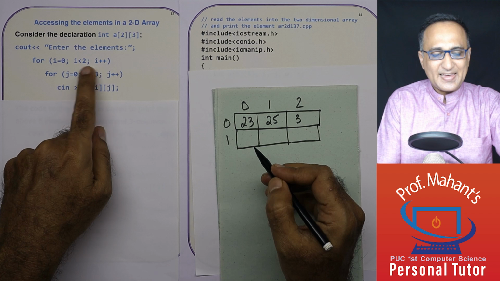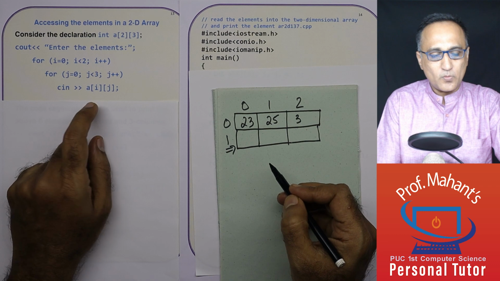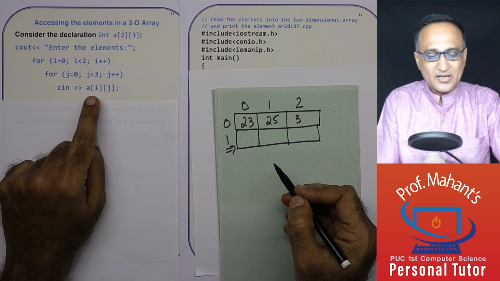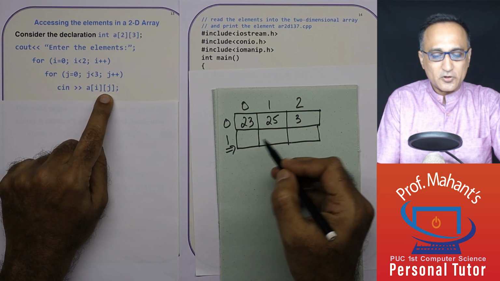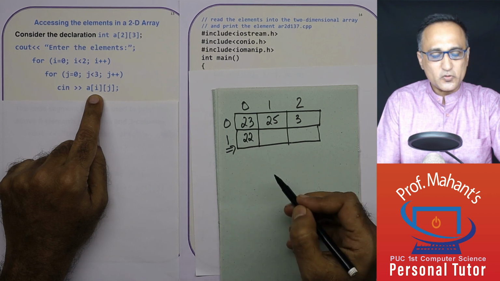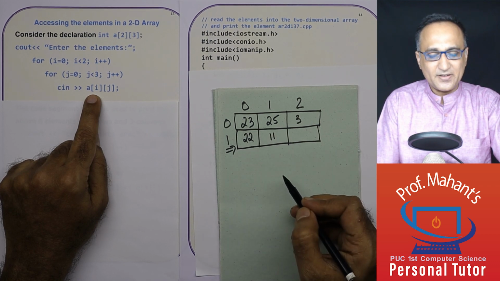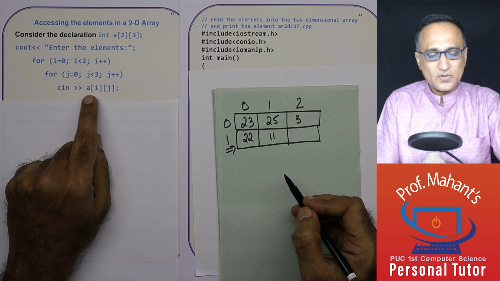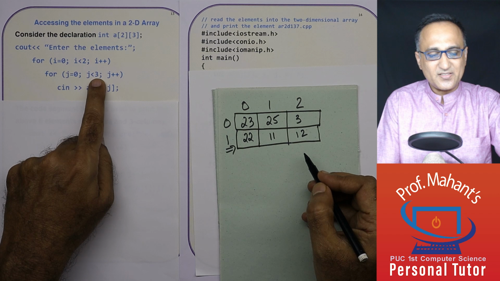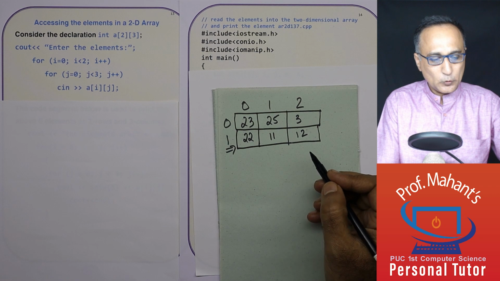I go back here. i is from 0, i now becomes 1. So I am now coming to process this particular row. j is back to 0 because every time it comes here, it reinitializes it back to 0. First row, zeroth column, so it refers to this. Let us say 22 here. j is increased by 1. First row, first column, let's say it's 11. j becomes 2. First row, second column, let's say this is 12. j becomes 3, 3 is not less than 3. i is increased from 1, it becomes 2. 2 is not less than 2, so it comes out of the loop.